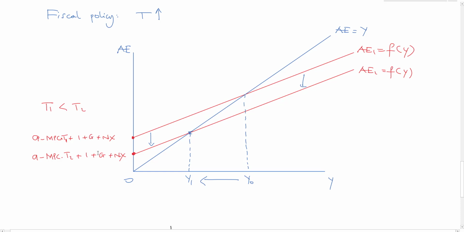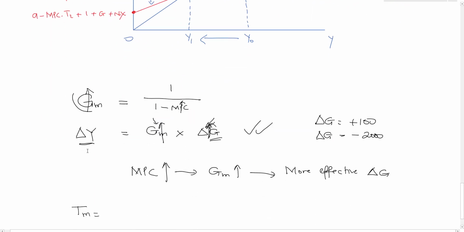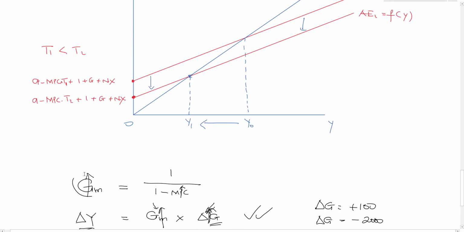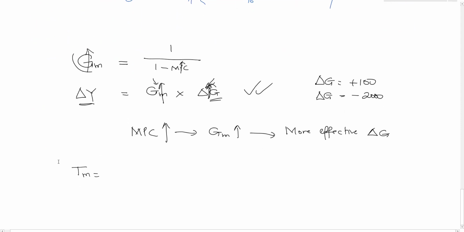Because G is, for lack of a better term, a free agent. But that's not so much the case of T. If T decreases by 50, the whole intercept is not going to decrease by 50 because negative MPC is attached to it. You see what I mean? So an increase of taxes by 10 is going to affect the entire intercept by 10 times negative MPC, whatever the marginal propensity to consume is in that economy. So we need to take it into account.